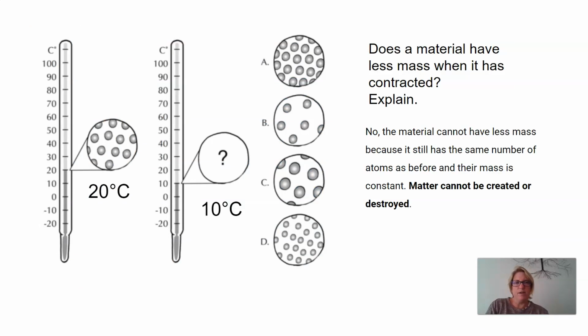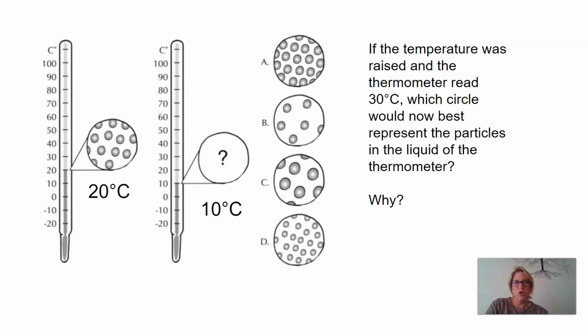Does a material have less mass when it is contracted? Are you able to explain that now? No, the material cannot have less mass because it is the same number of atoms as before. The mass of the liquid in the thermometer remains constant. We cannot create or destroy matter. So if the temperature is raised and the thermometer now reads 30 degrees, which circle would now best represent the particles in the liquid of the thermometer and why?